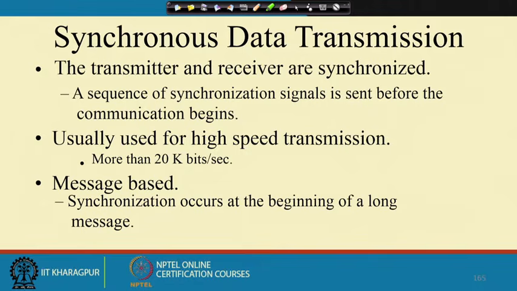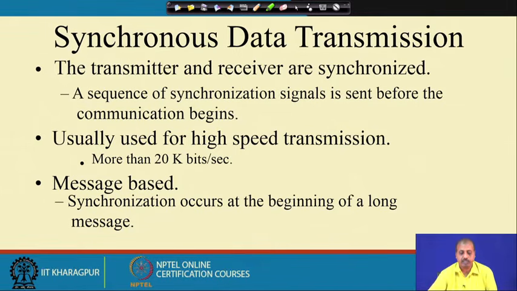Now, in case of synchronous data transmission, the transmitter and receiver are synchronized with each other. A sequence of synchronization signals is sent before the communication begins, by which the communication will be synchronized. They will be transferring at some clock rate. Both transmitter and receiver should operate at the same clock rate for getting the values properly. This synchronization signal is usually used for high speed transmission, more than 20 kilobits per second, and it is a message based transmission. Synchronization occurs at the beginning of a long message. Once it is synchronized, then only the actual transmission of data can start.